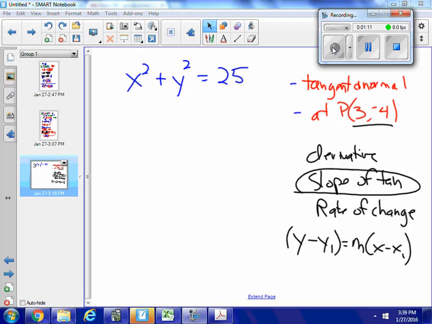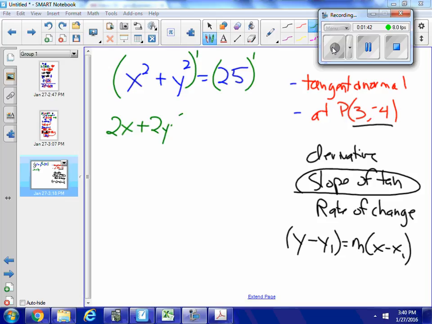So here's what I'm going to do. I might write it like this: I need that prime and I need that prime. But it's the same thing as if I put the dy over dx in front of it. So let's look at the first part here. The derivative of x squared is 2x, plus the derivative of y squared, which is 2y times dy/dx.